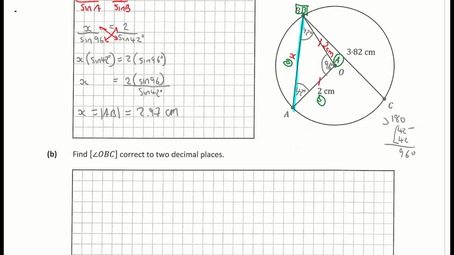Part b, find the angle OBC. OBC is this angle in here, this small little angle. That's the angle they want us to find. In order to find that angle, I'm going to create a new triangle, and I'm going to call it OBC. So I'm connecting O to the point on the circle, C. Now I've still made an isosceles triangle because this is also my radius, which is 2 centimeters.